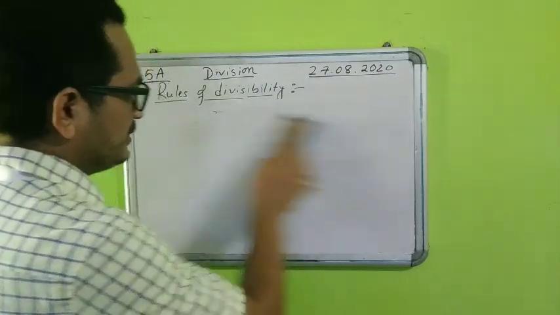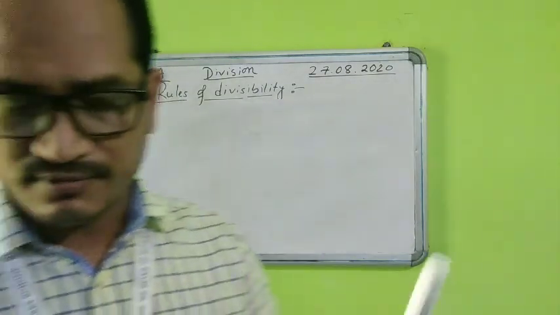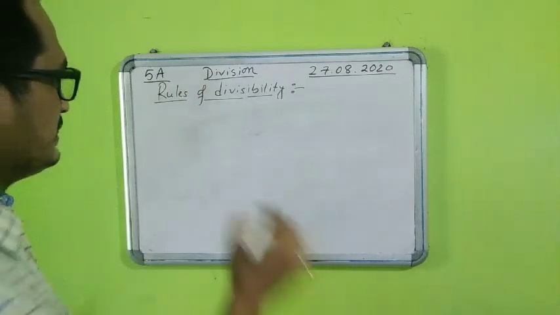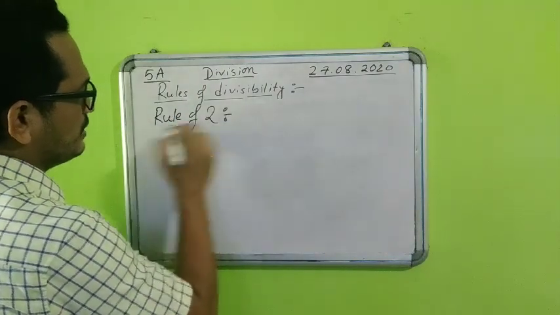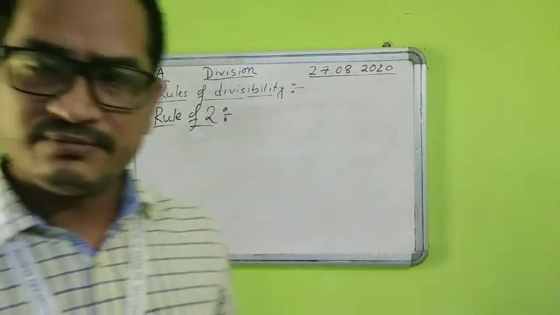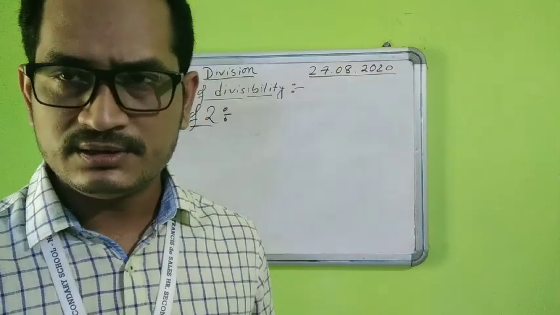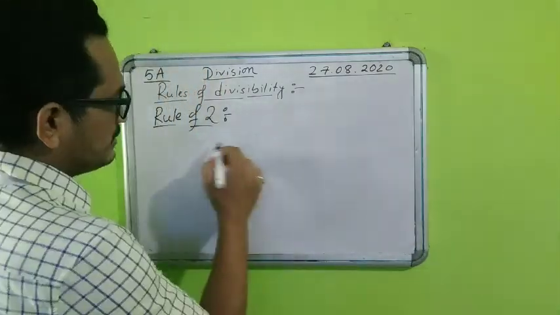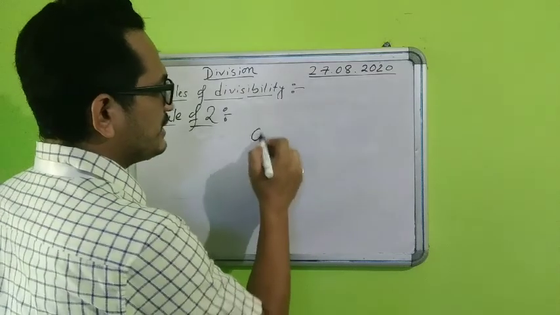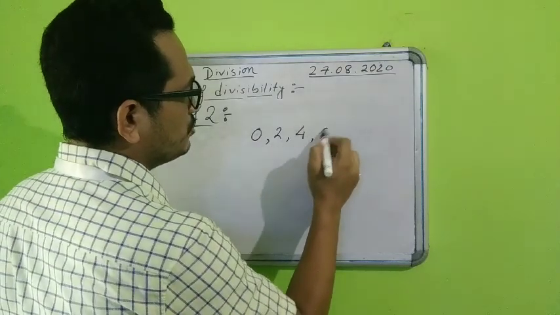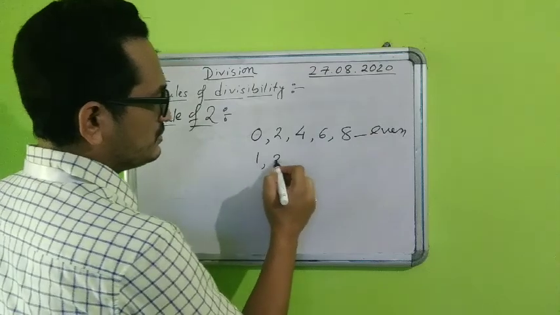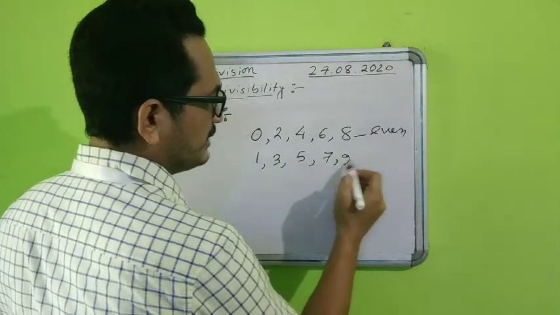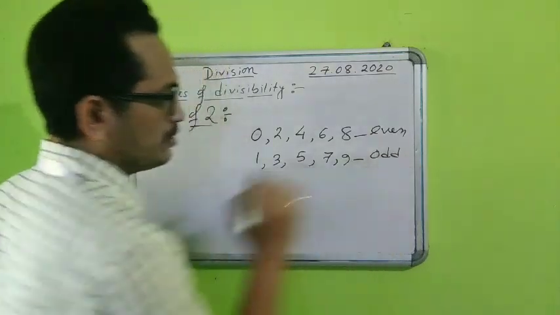Students, you need to write down the rules one by one. First of all, we will see the rule of 2. What is the rule of 2? It's very simple. We know the odd and even numbers. The even digits are 0, 2, 4, 6 and 8. And the odd digits are 1, 3, 5, 7, 9.